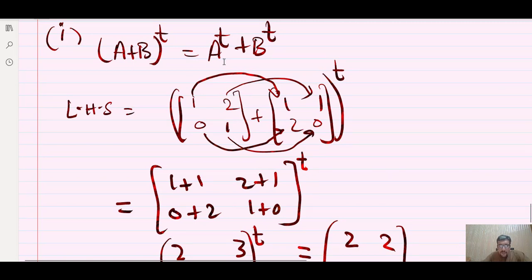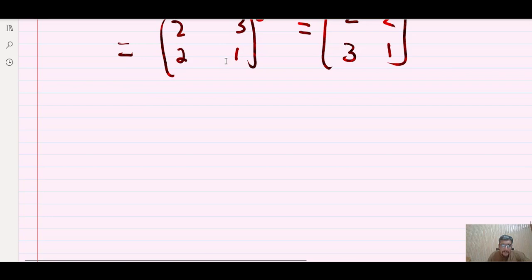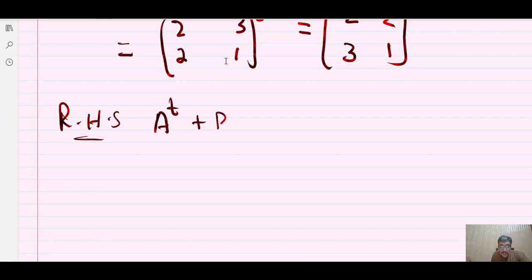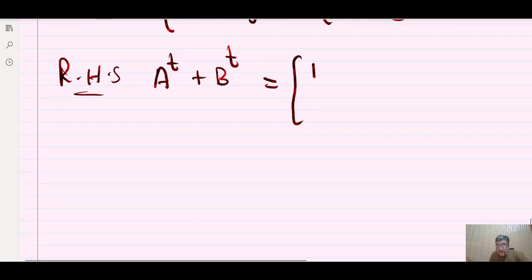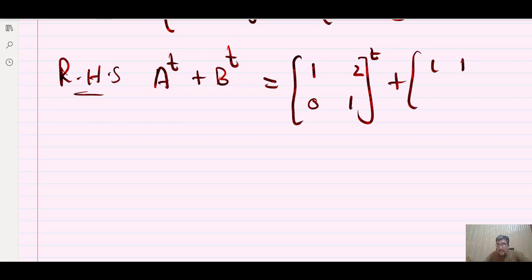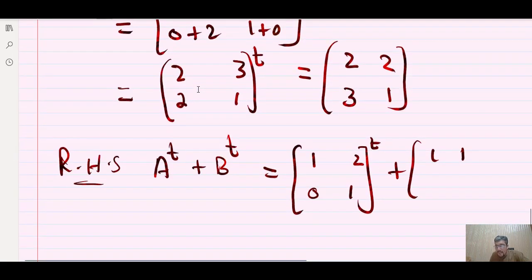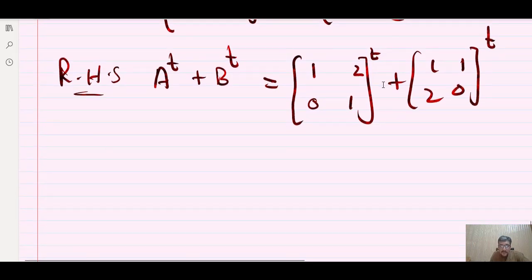Now we are going to solve the right hand side, that is A transpose plus B transpose. First of all, you have to take the transpose of the A matrix. A matrix is given, 1 2 0 1. Then the second matrix is given. You have to take the transpose of the second matrix B. Then you have to add. So if I take the transpose of these two matrices, it will be 1 2 0 1.